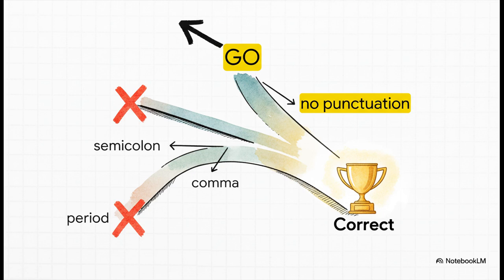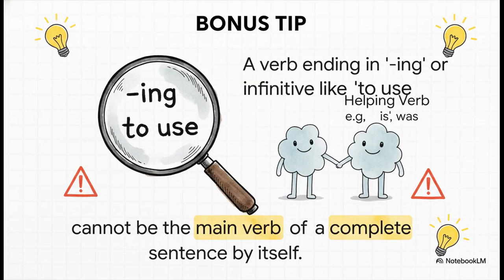See how that works? No guessing involved. We just applied a simple rule. And hey, here's a quick bonus tip to help you spot those incomplete ideas even faster. A verb that ends in ing, or an infinitive verb like to run, can never be the main verb of a complete sentence all by itself. It's got to have a helping verb, like is running or was running. If you spot one of those, it can be a huge clue that you're looking at an incomplete idea.